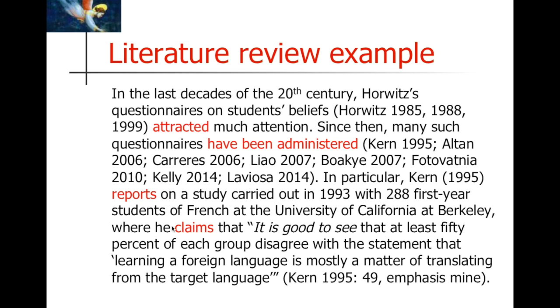Where he claims that. The claim is made in the paper which is in the present, even though it was done in 1995. And then you got a citation that could be in square brackets with a lowercase i, if you like, okay. It's good to see that at least 50% and you've got a citation within a citation, okay. Kern 1995-49, this is Chicago style, you know what that is now. And then emphasis mine, or italics mine, or italics ours, if you're writing in the plural, tells us what's going on with the citation. All right.